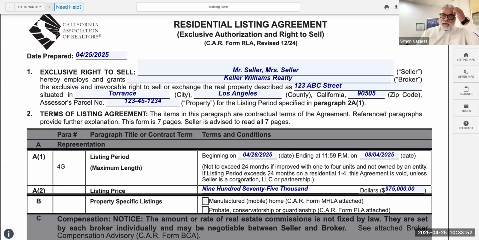Okay, so for the people on Zoom, do you see my screen, the residential listing agreement? Yes, we see it, Simon. Okay, wonderful. Thank you so much.